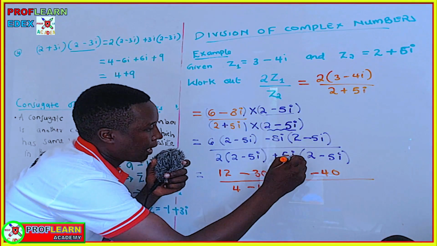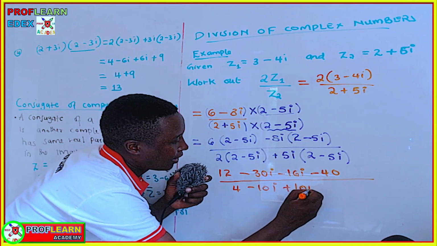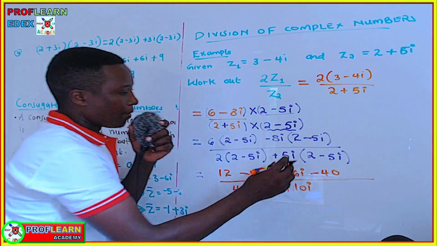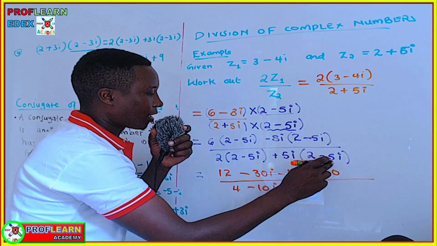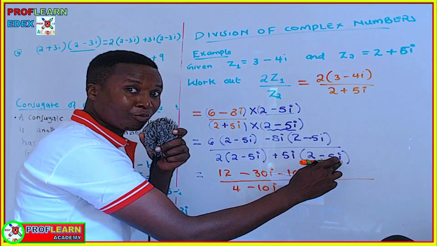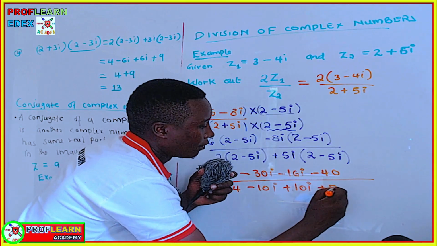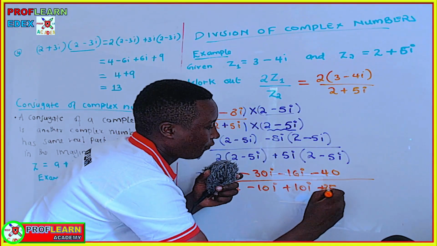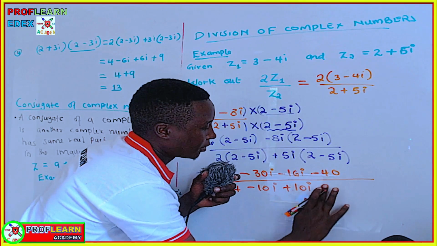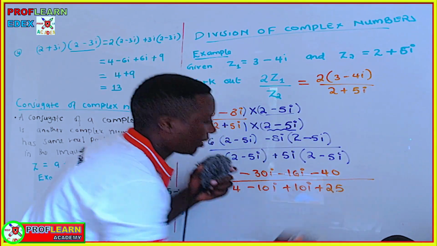This is 5i times 2, which is going to be positive 10i at this given point. And now I have 5 times negative 5, it will be negative 25, but i times i is going to give me negative 1. So I'm going to have positive 25 here.